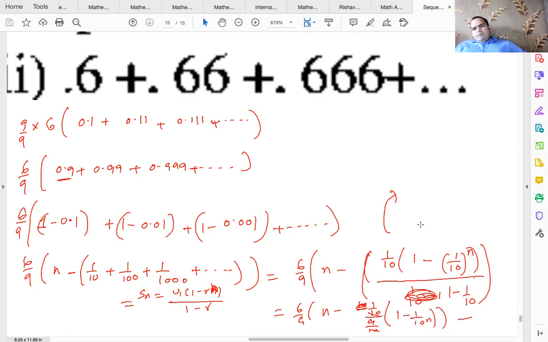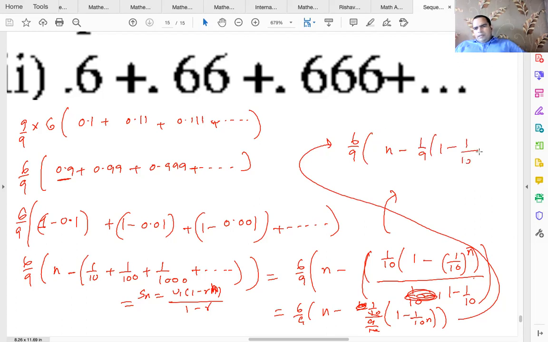If you simplify, the final answer is 6 over 9 outside, n minus 1 over 9 times 1 minus 1 over 10 to the power n. And if you wish to open the bracket, it can be written as 6 over 9 n, which is obviously 2/3 n, minus 6 over 81 times 1 minus 1 over 10 to the power n. So that's how I find the sum of this particular series as well.